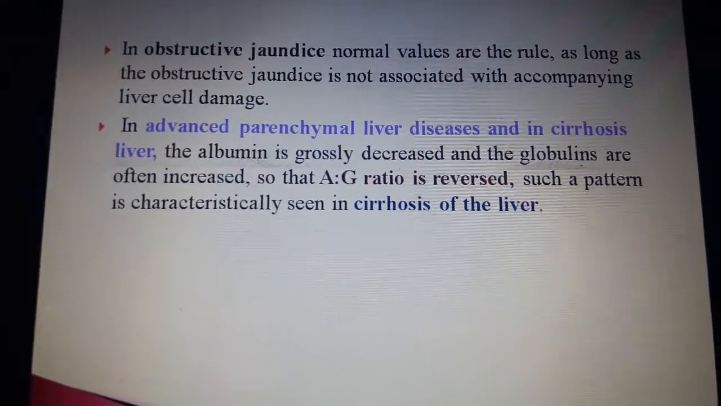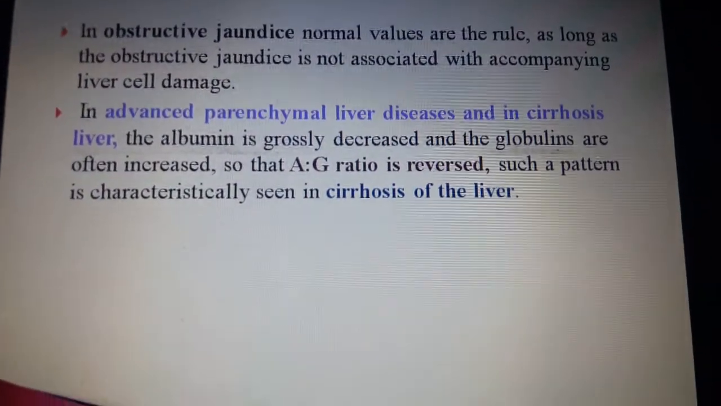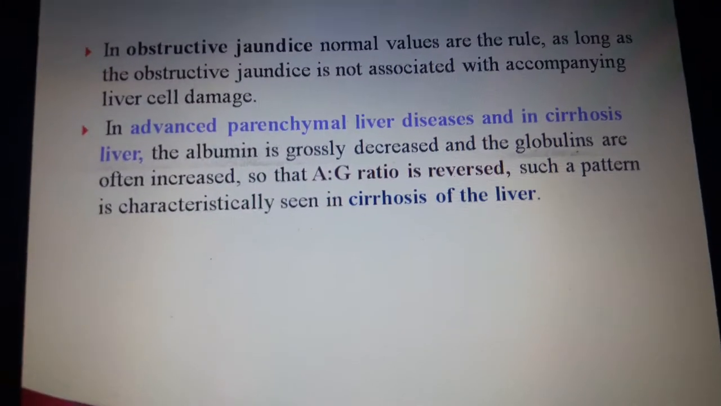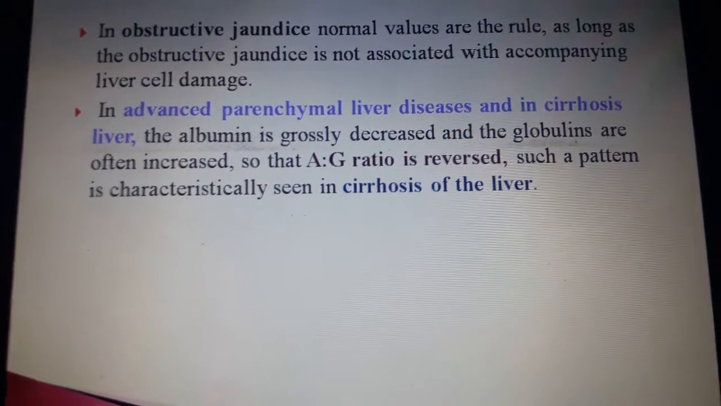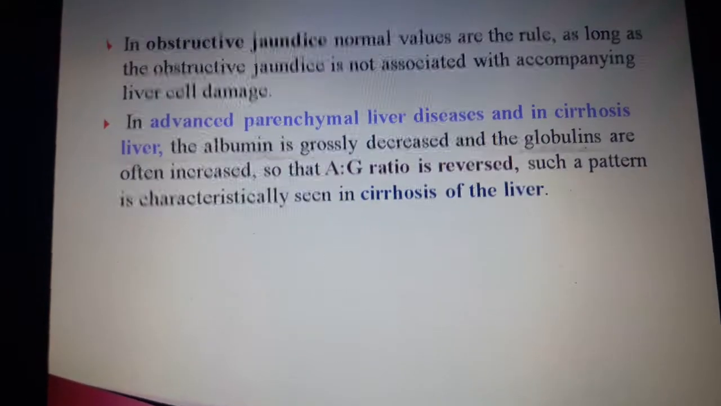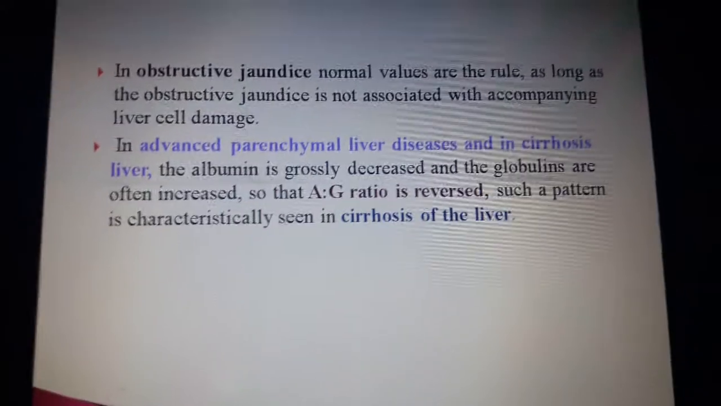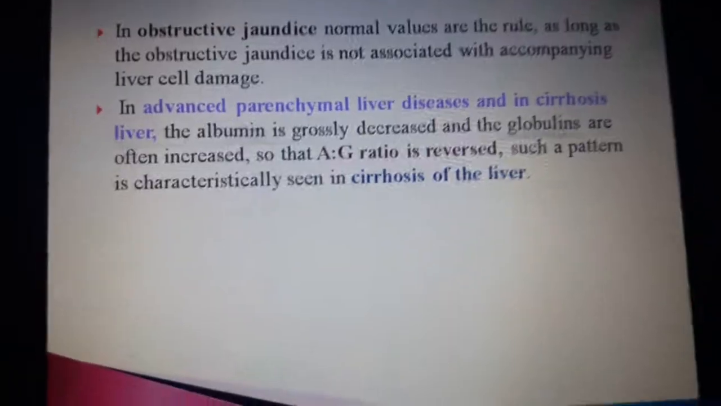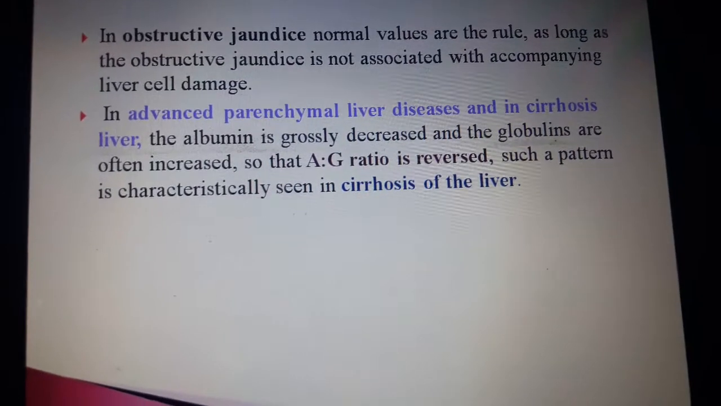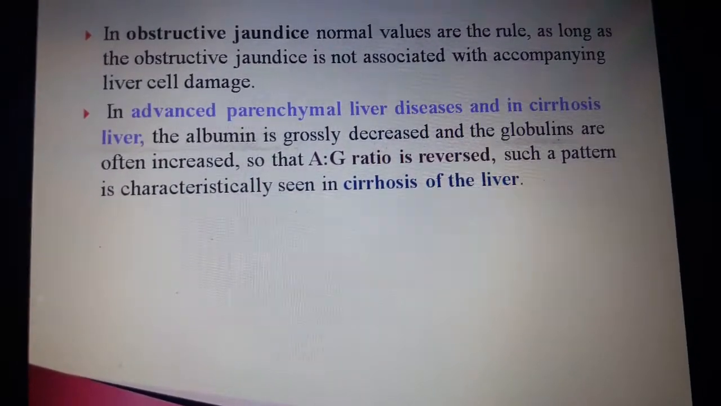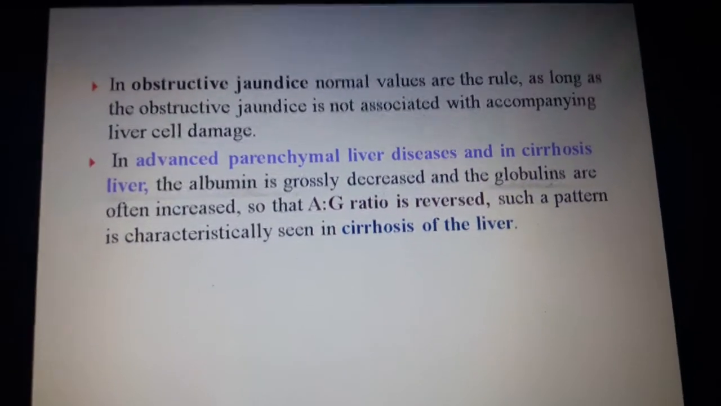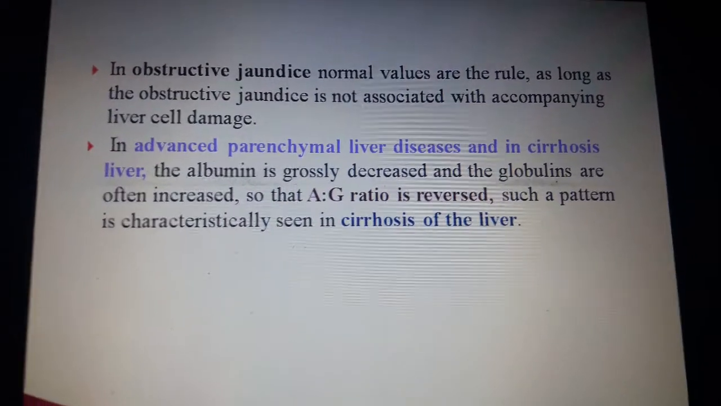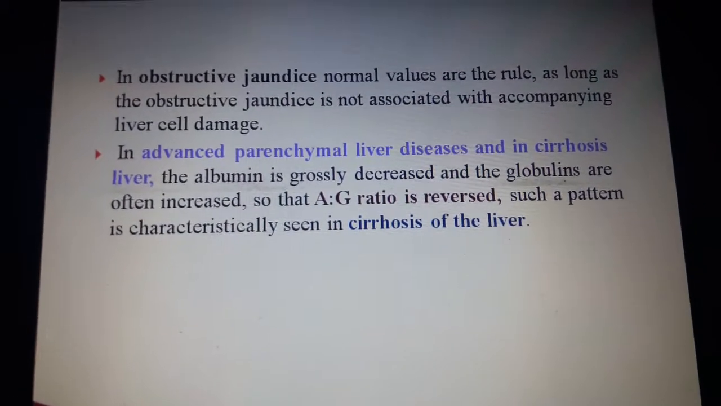In obstructive jaundice, normal values are the rule as long as the obstructive jaundice is not associated with accompanying liver cell damage. In advanced parenchymal liver diseases and in cirrhosis of the liver, the albumin is grossly decreased and the globulins are often increased, so that the AG ratio is reversed. Such a pattern is characteristically seen in cirrhosis of the liver.